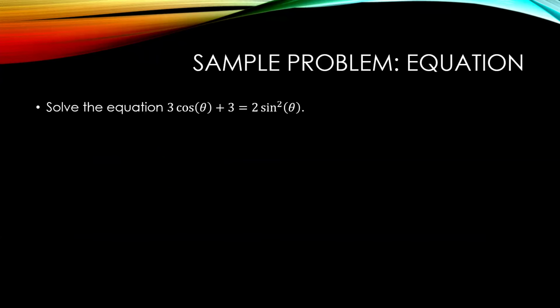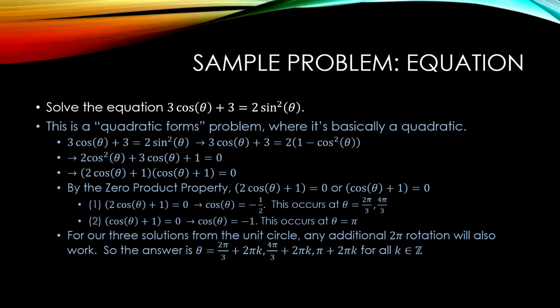You also sometimes have to solve equations. So this is an example of a quadratic form equation. 3 cosine of theta plus 3 equals 2 sine squared of theta. In order to solve this, what you would do is you would rewrite your sine squared in terms of cosine squared, because then we can get 2 cosine squared of theta plus 3 cosine theta plus 1 equals 0.